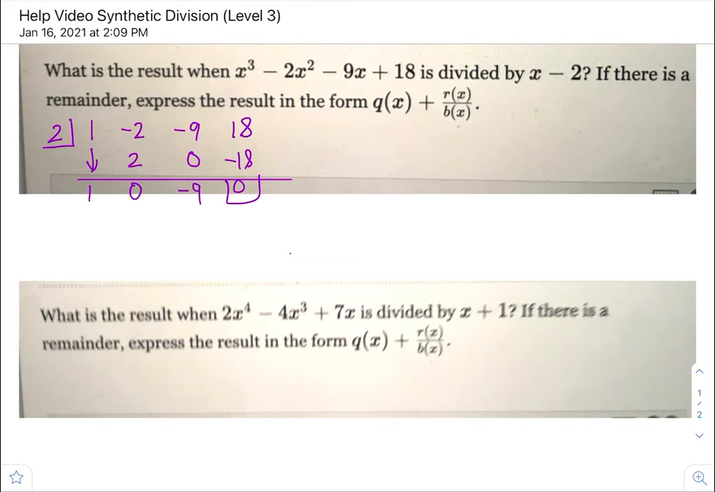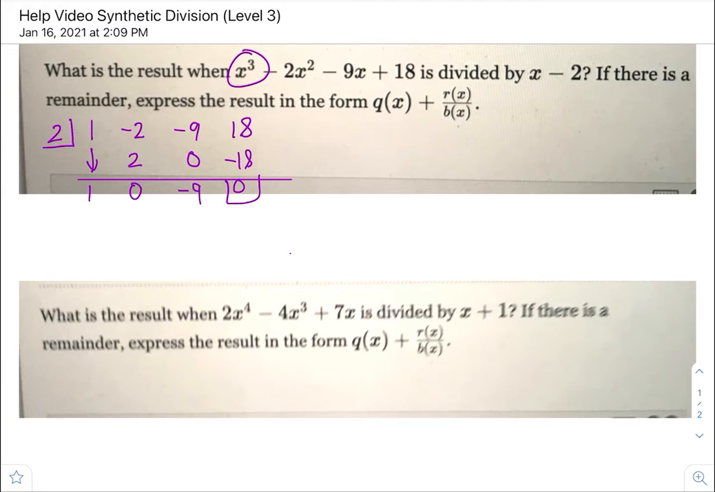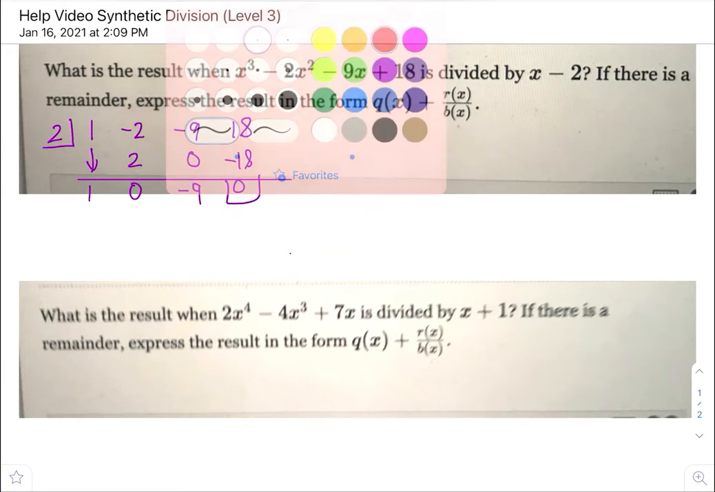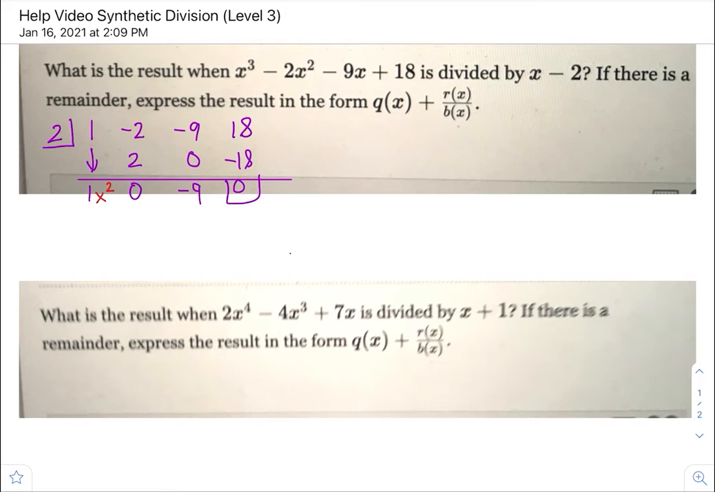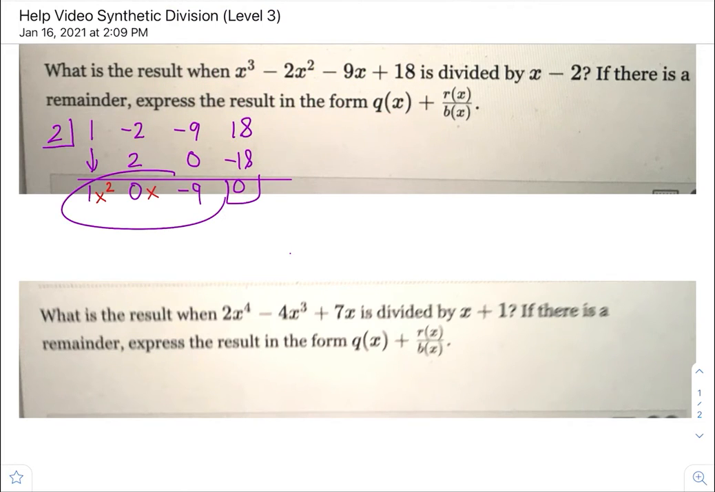Since we have a remainder of 0, all you have to remember is that since that's x to the third, this one is 1 less than that, x to the second, that is x, and then nothing. So our final answer is this right here. So x to the second. Now we don't need to include this, because 0 times x is 0. So we don't need to include 0, and then minus 9. So there's our polynomial when x to the third minus 2x squared minus 9x plus 18 is divided by x minus 2.